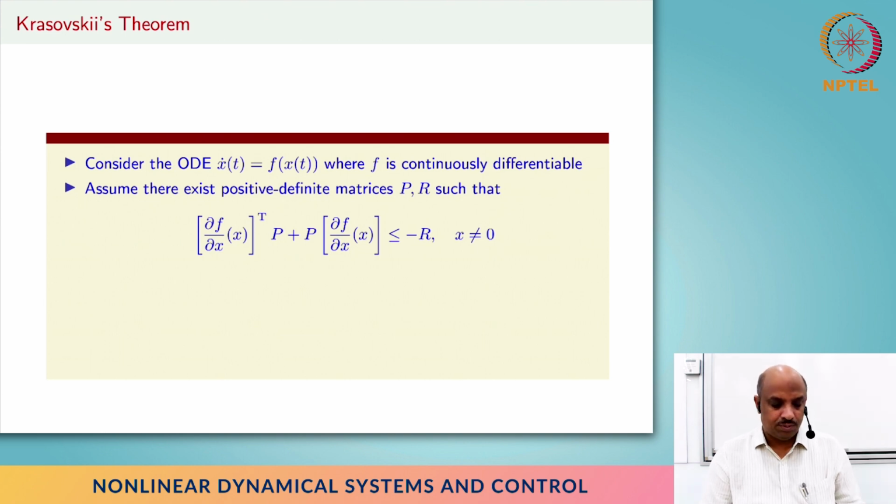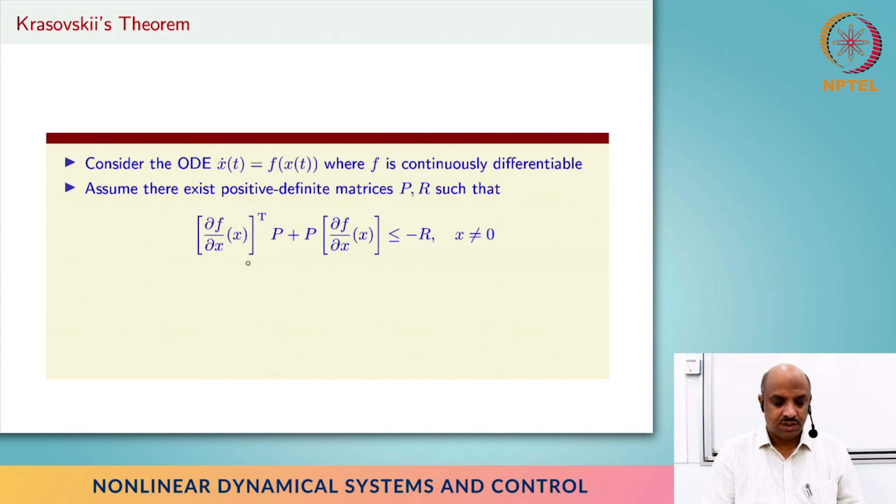It says something like this. If you take the partial of f with respect to x, which is a matrix function, and it satisfies this particular condition: the partial f with respect to x, transpose, times P, plus P times the partial f with respect to x, is less than or equal to minus x, for all non-zero x. Please note that this inequality is not on constant matrices, but actually on functions of matrices.